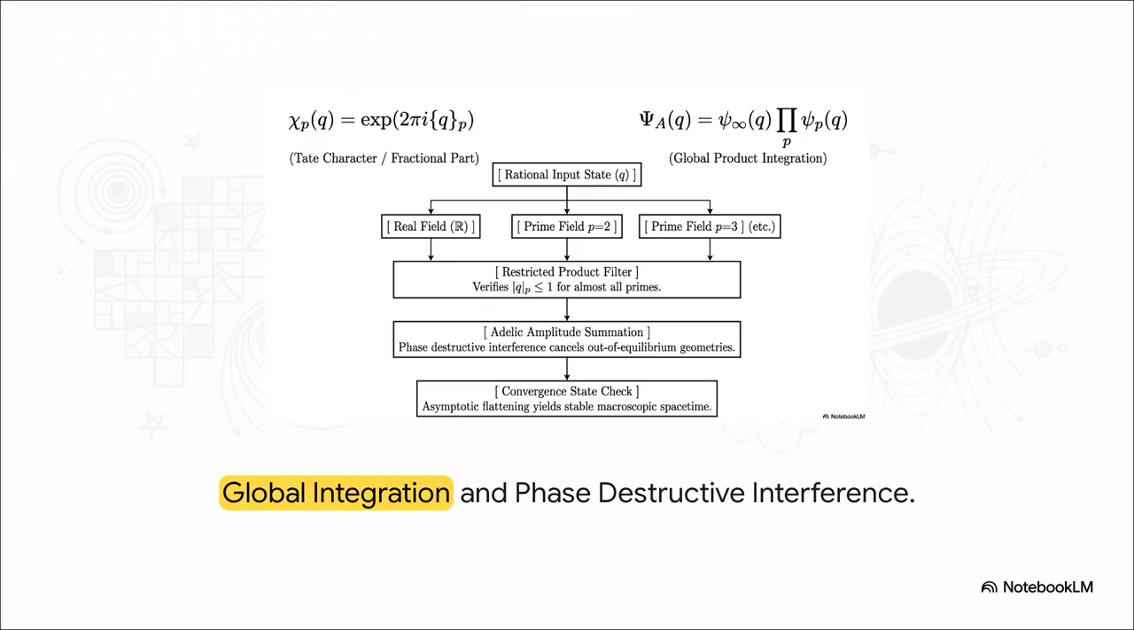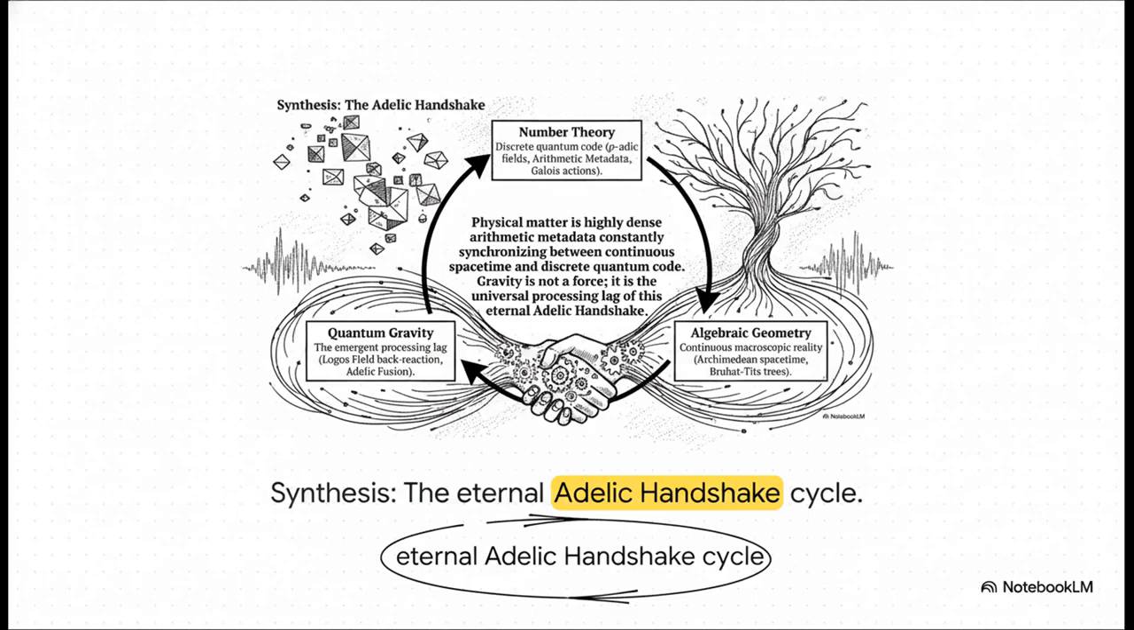Now, these local characters use a fractional part calculation that acts as a phase-destructive interference filter. By summing these local amplitudes together, the math perfectly cancels out all the chaotic, out-of-equilibrium geometries. And what are you left with? Only stable, macroscopic spacetime. Which brings us to the ultimate synthesis. The Adelic handshake. It's this eternal, ongoing cycle. Discrete quantum code from number theory rigorously synchronizes with the continuous macroscopic reality of algebraic geometry. The friction, the actual processing lag of that constant synchronization, manifests to us as quantum gravity.